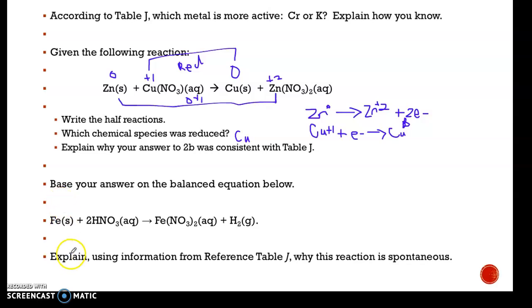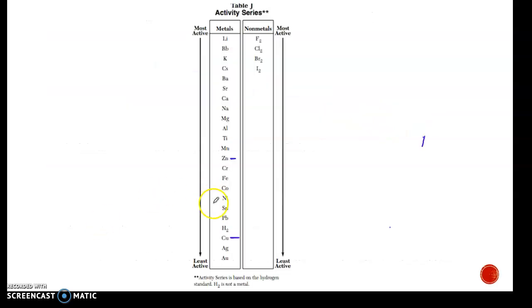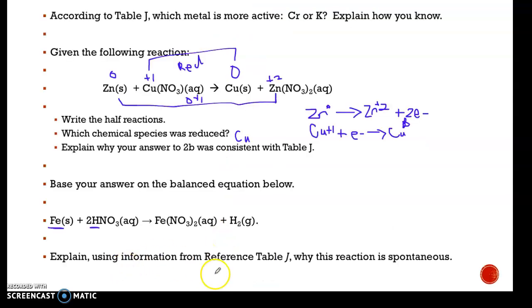For the last one, explain using information from Reference Table J why this reaction is spontaneous. Well, the reaction is spontaneous because Fe is more active than H. If we go back here, is that true? Fe and then H. So yes, Fe is more active than H.